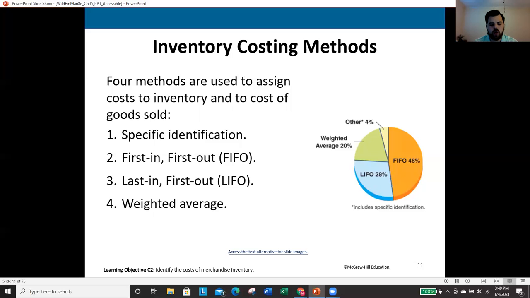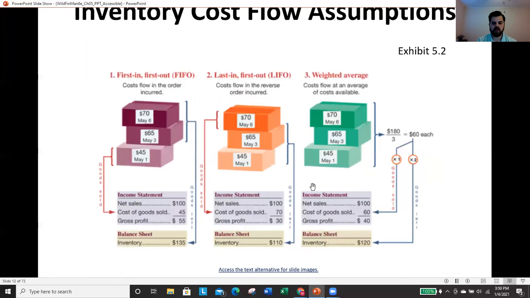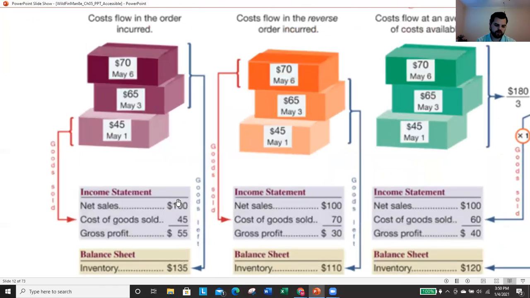In this chapter, there's 4 main methods we're going to be talking about. The 2 biggest ones that we're going to be using are what are called FIFO and LIFO. The other 2 that we will deal with briefly are called specific identification and weighted average. So what we need to realize is with the first 3, FIFO, LIFO, and weighted average, we need to understand what they are telling us.